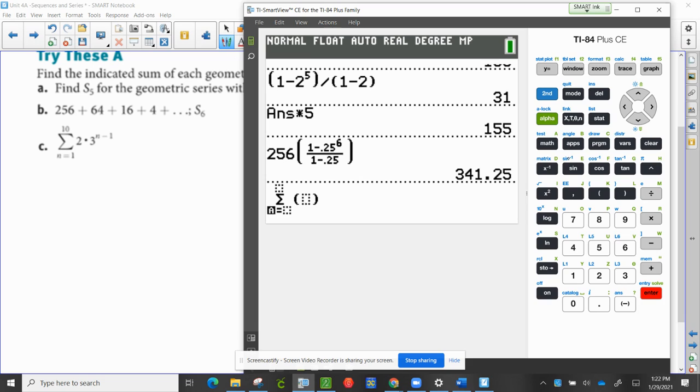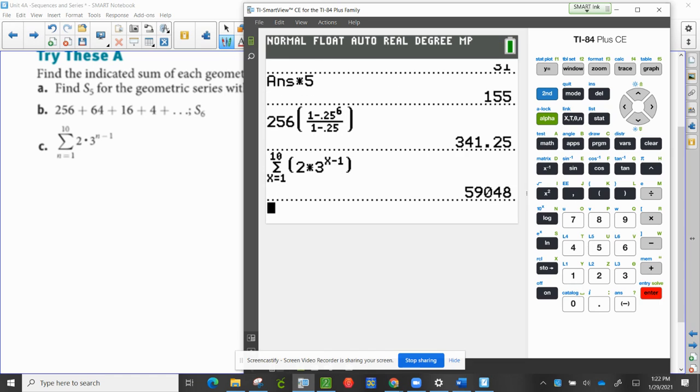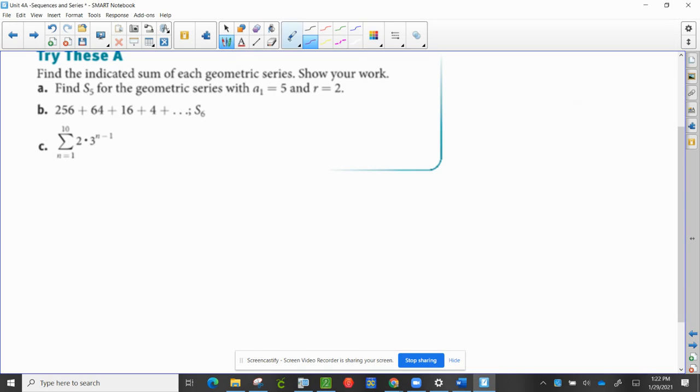We just have to type in exactly as the problem has it, but we'll use x instead of n. N goes from 1 to 10. And then you just type in that expression. So 2 times 3 raised to the x minus 1 power. Hit enter, should give us our answer. So a pretty big answer here, 59,048.